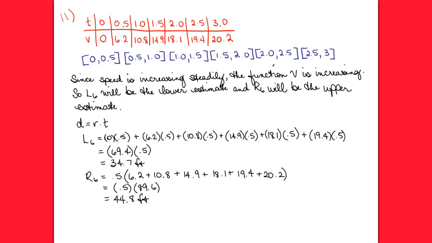So number 11 says, the speed of a runner increased steadily during the first 3 seconds of a race. Her speed at half-second intervals is given in the table, so find the lower and upper estimates for the distance that she traveled during these seconds. Since our speed is increasing steadily, that function is going to be increasing. So left 6 is going to give me a lower estimate, and right 6 is going to give me an upper estimate. If I'm trying to calculate the distance, distance is just rate times time, and they gave me the velocity and the time in my table.